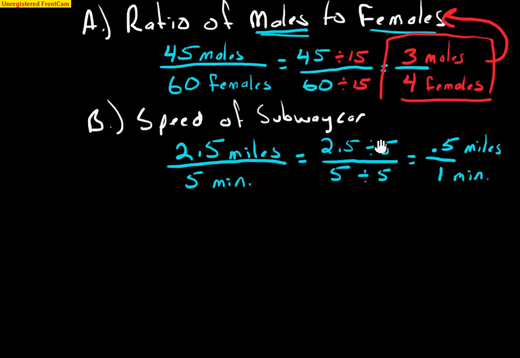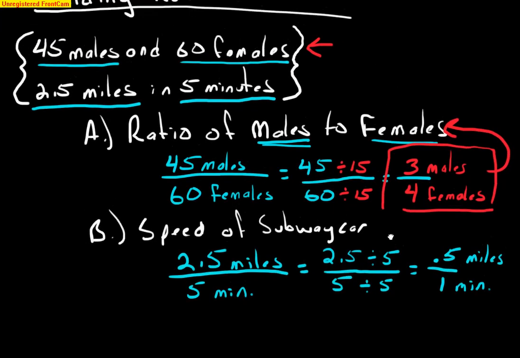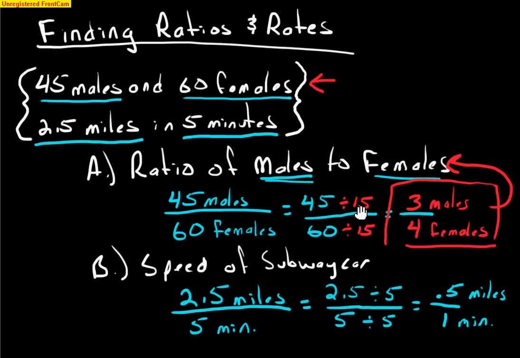Okay, so that was pulling information from a paragraph. We didn't write the paragraph down, remember, we just kind of pulled information from it, and that was what was up here and right here. So this gave us the ratio of males to females, and this gave us the ratio of miles to minutes, which we converted and found how many miles per minute. Okay, so we'll be doing a lot of that today.